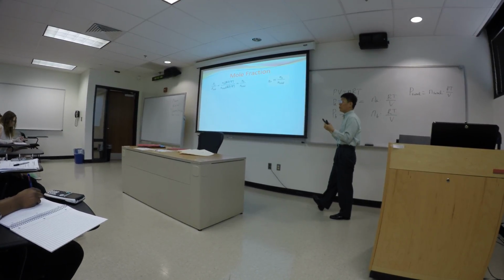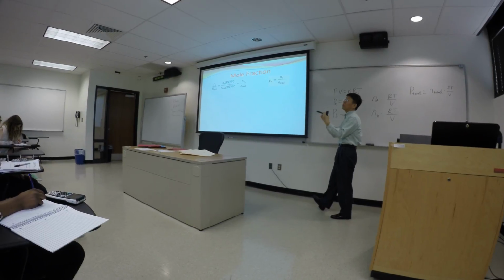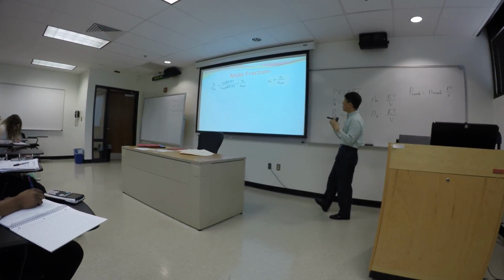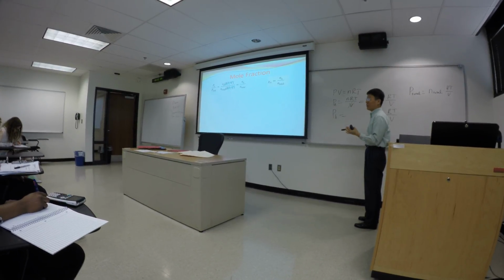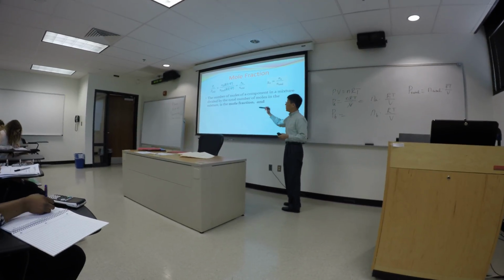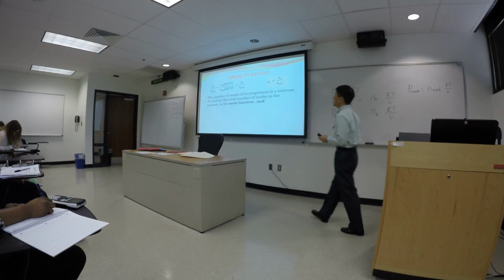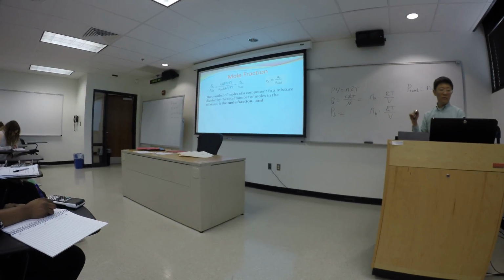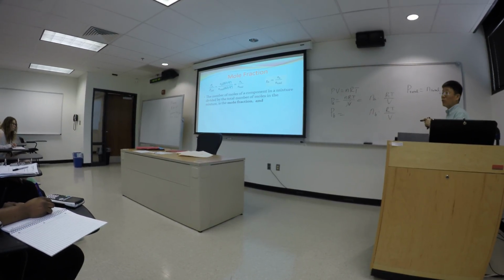It's the molar ratio between the number of moles of one component to the total number of moles of everything combined in there. Okay, so X is what we call the mole fraction: the number of moles of a component in a mixture divided by the total number of moles of everything in the mixture.